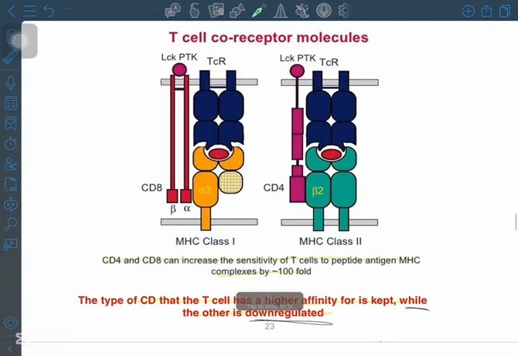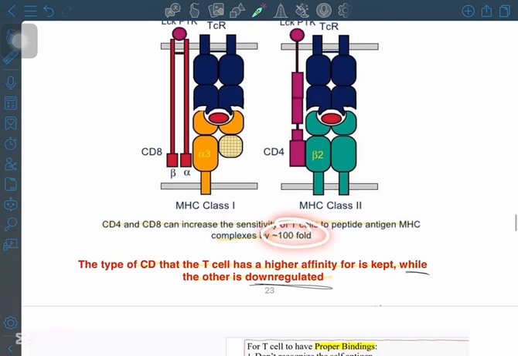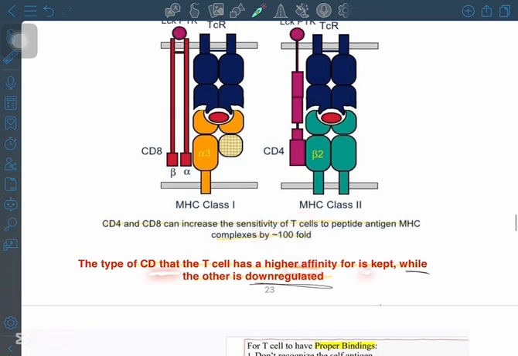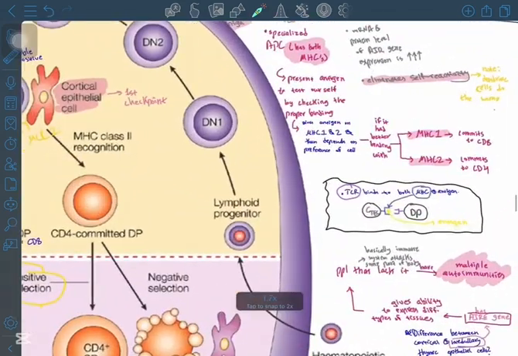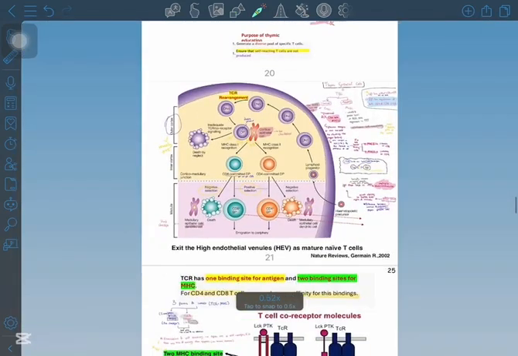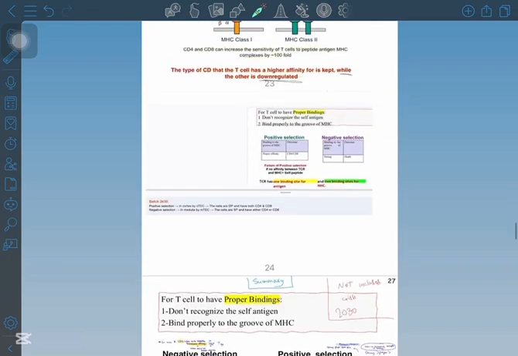And this is the same slide. So basically what they are trying to say is that CD8 and CD4 that are here increase the sensitivity of the T cells towards the antigen within the MHC groove by 100-fold. The type of CD that the T cell has a higher affinity for is kept, while the other is down-regulated. This is very, very important. And this is what I explained here: the stronger the binding, the affinity, that is what the cell is going to turn into. That is the commitment.